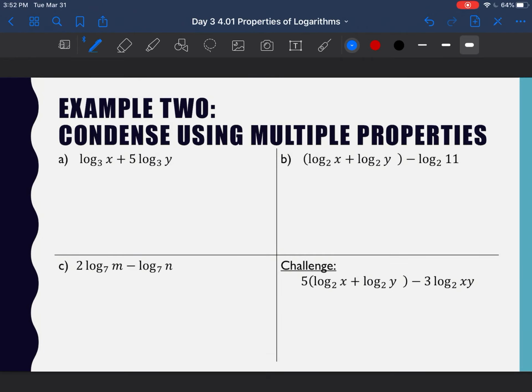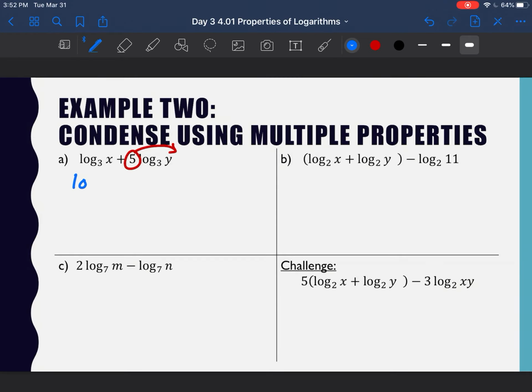So example A, I see that this one is addition, and again, make sure that you have the same base. So addition can be combined using multiplication. However, this logarithm has a 5 in front of it, and that 5 doesn't let you combine it just yet. So what you have to do is take that 5 and move it back to be the exponent for the y first, and then you'll be able to combine the logarithms.